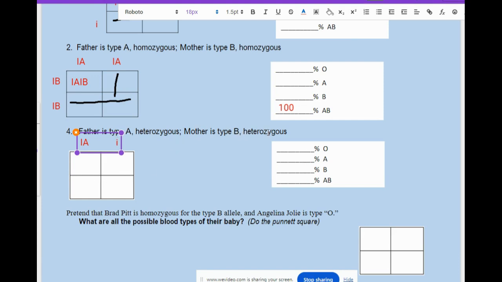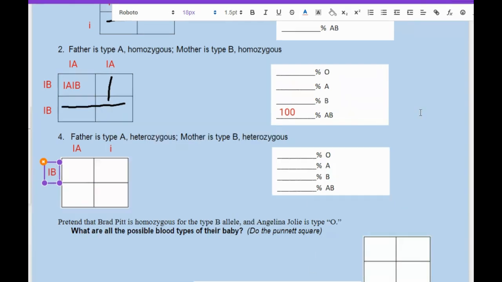The mother is type B heterozygous. I'll give you a start to her. Obviously, if she's type B, she's got to have a type B allele. Now you're going to have to figure out what her other allele is and then put it in the Punnett square and figure out the percent.